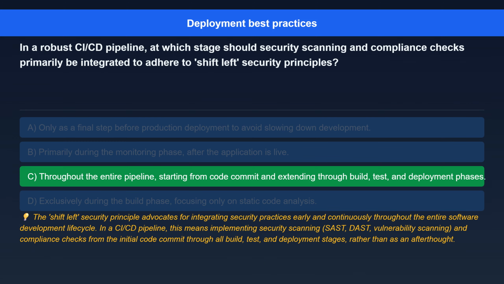The correct answer is throughout the entire pipeline, starting from code commit and extending through build, test, and deployment phases. Here's the explanation. The shift-left security principle advocates for integrating security practices early and continuously throughout the entire software development lifecycle. In a CI/CD pipeline, this means implementing security scanning, SAST, DAST, vulnerability scanning, and compliance checks from the initial code commit through all build, test, and deployment stages, rather than as an afterthought.